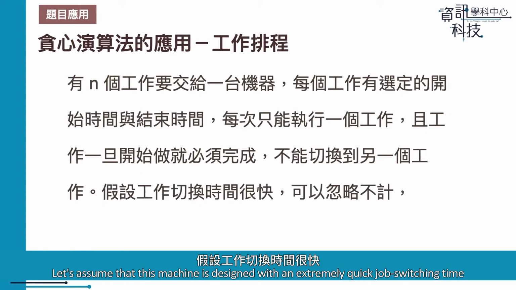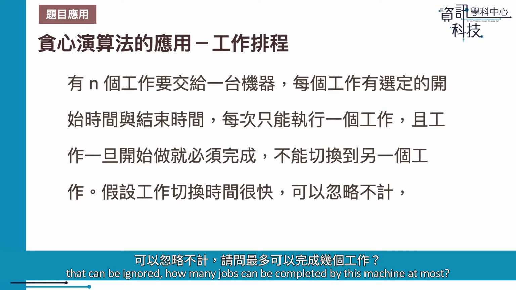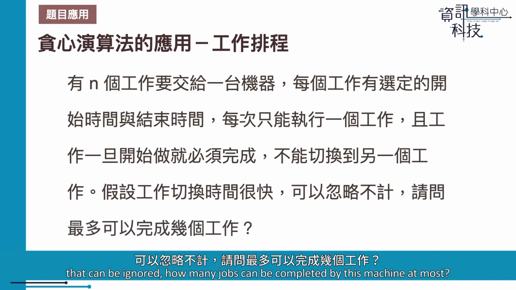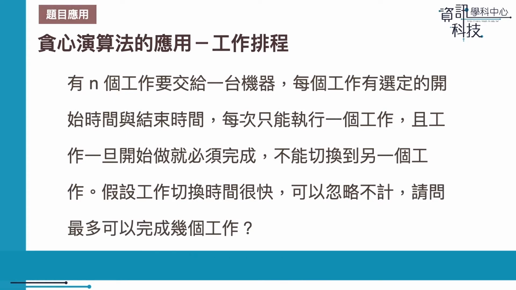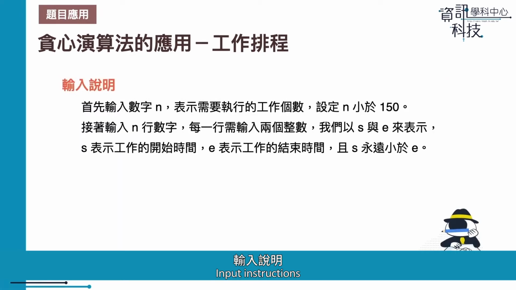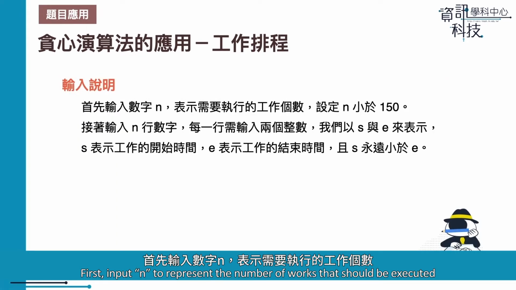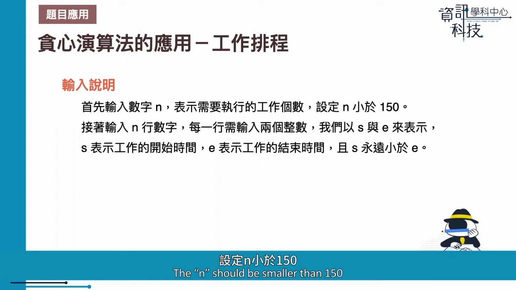Let's assume that this machine is designed with an extremely quick job switching time that can be ignored. How many jobs can be completed by this machine at most? Input instructions. First, input n to represent the number of works that should be executed. The n should be smaller than 150.